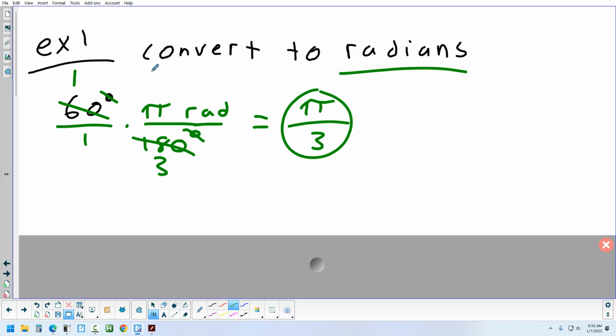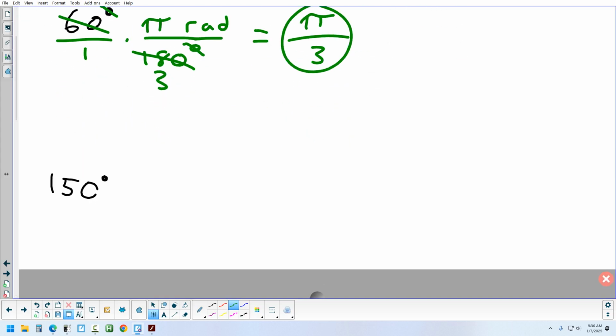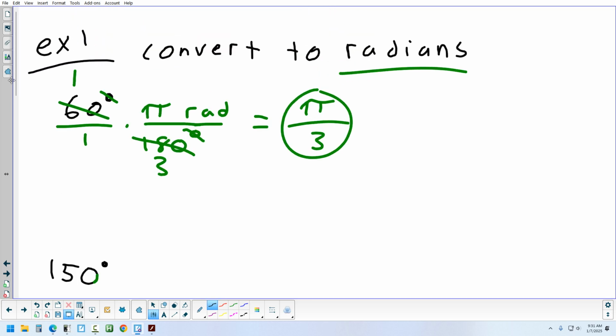All right, let's try another one. Let's try 150 degrees. Okay, that is a multiple of 30. It's 30 times 5. So you would be writing an exact answer. On the test, there won't be any confusion. In the directions, I will put convert to radians, leave your answer exact. Okay. No decimal.